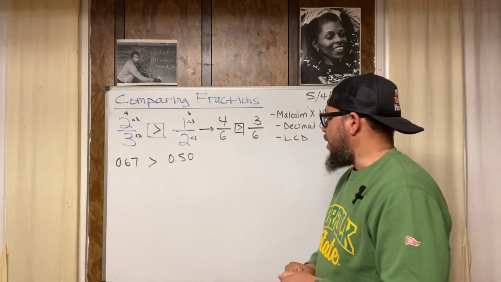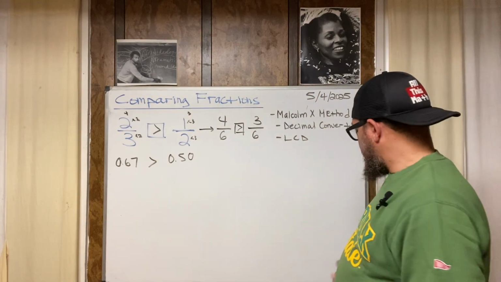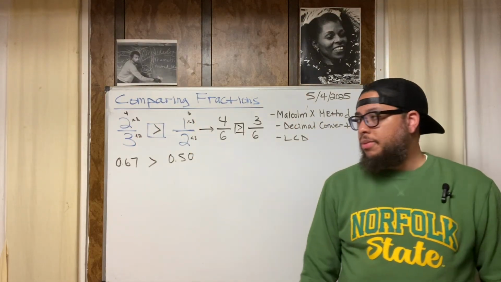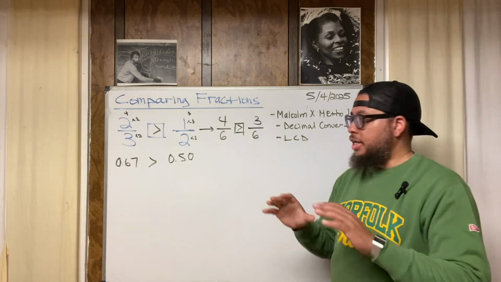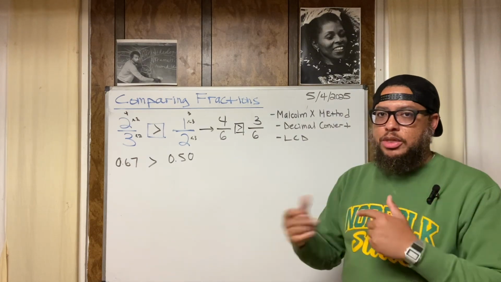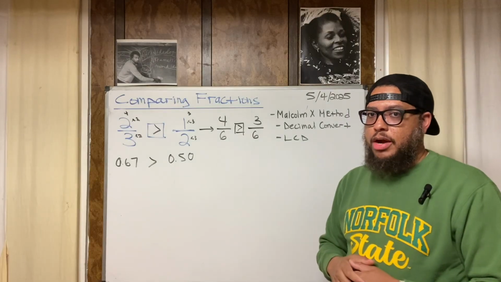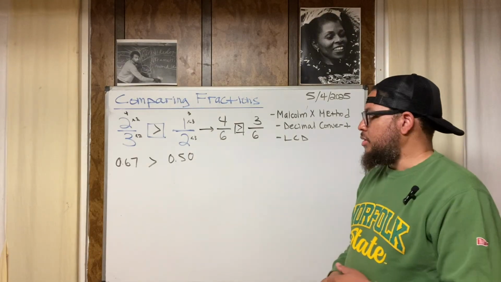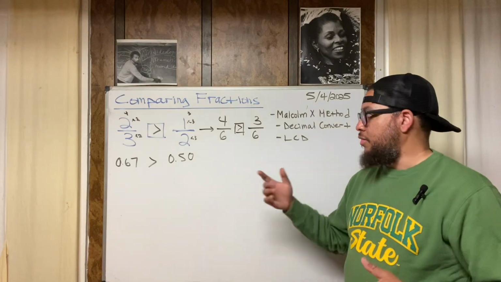Keep that in mind. All right, so these are the 3 ways that I taught you how to compare fractions with 2/3 and 1/2. So practice with that. All right, and as you see fractions just in everyday life, ask yourself which one is bigger, which one is smaller. Right? You can use these 3 methods. Use the Malcolm X method, cross multiply, convert them into decimals, right? Or think of an LCD.